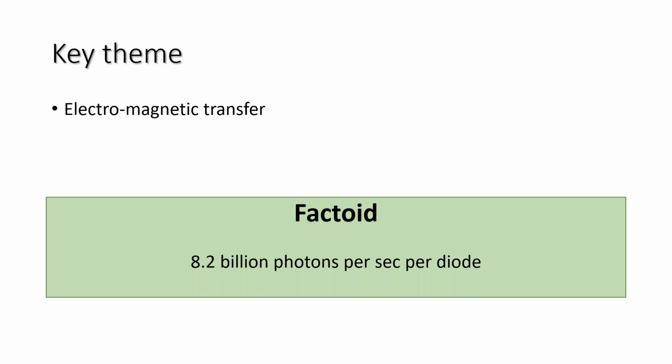And one quick factoid, I always like to share a factoid. It's 8.2 billion photons per second per diode. So many people are worried, well, is it getting in? All you need is one photon. With this tremendously large amount of photons being sent in, you pretty much can't miss, if you will.